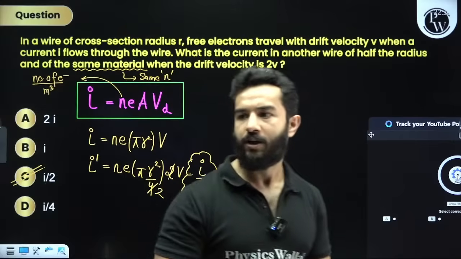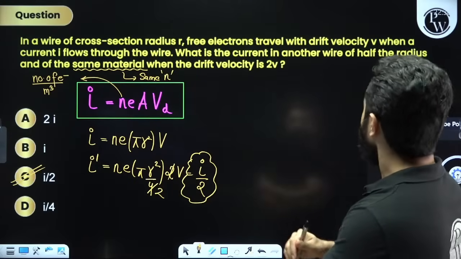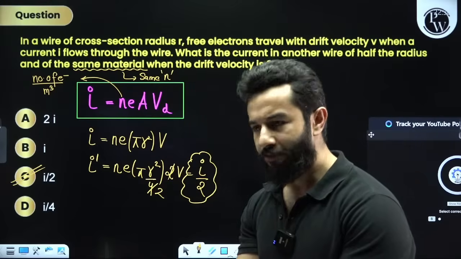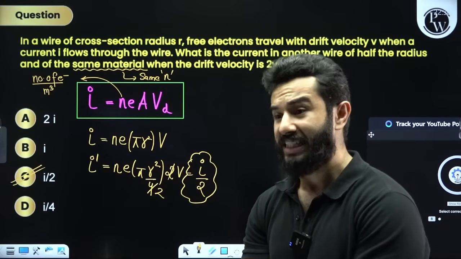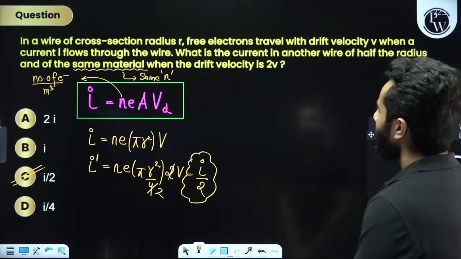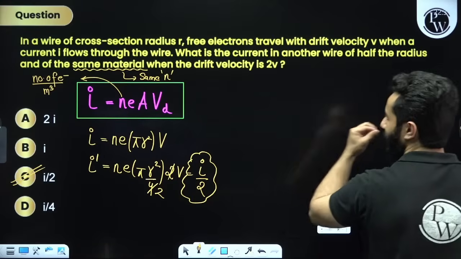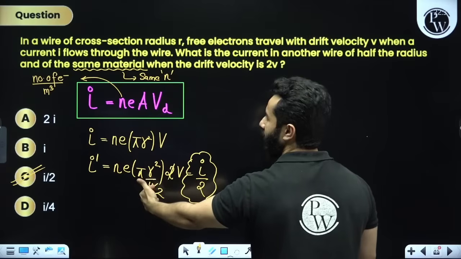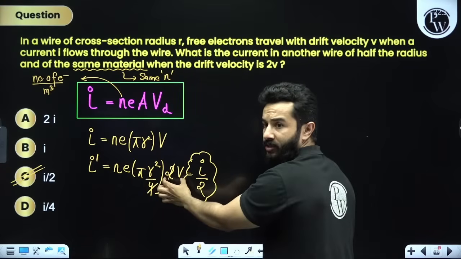Correct? My dear friends, why D here? Why D? Drift velocity is also becoming twice. Henry, you are constantly saying D. Any doubt? What is the current in the another wire of half the radius? So radius has become half, so it becomes r by 2. So r square by 4, right? And drift velocity is 2v, so this is 2v. Clear?